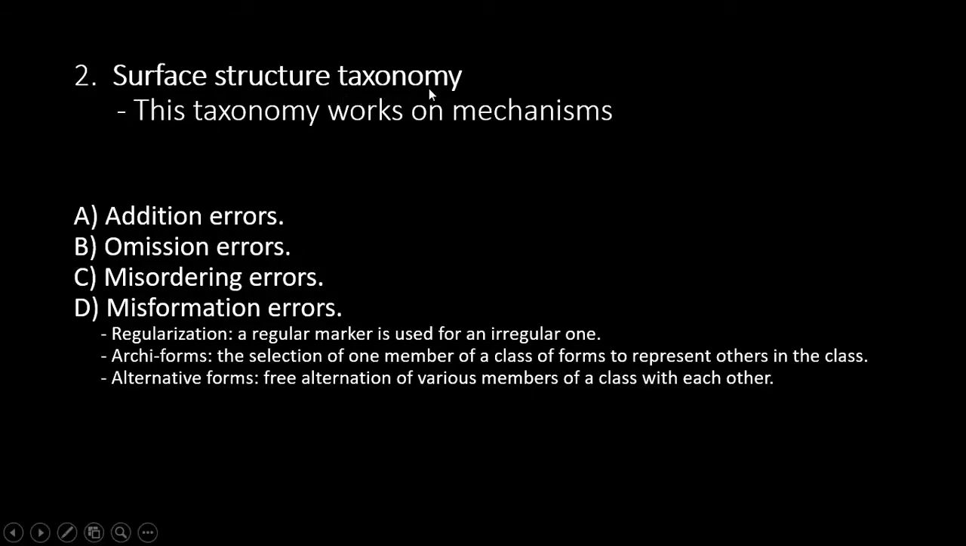Surface structure taxonomy. This taxonomy works on mechanisms in which surface forms are modified or altered in incorrect utterances. These are four main ways in which learners alter target forms: addition errors, omission errors, misordering errors, misformation errors.